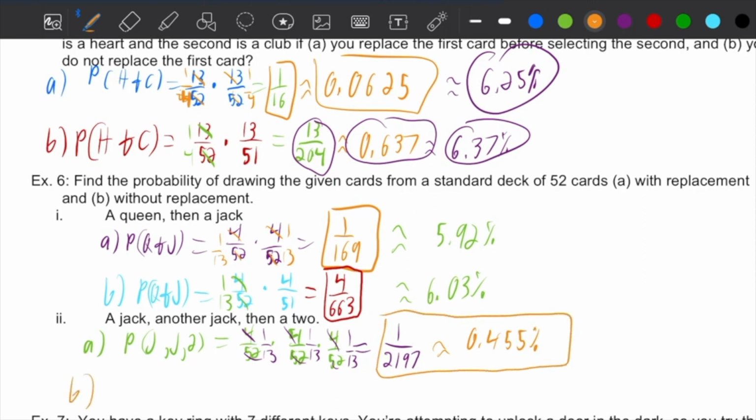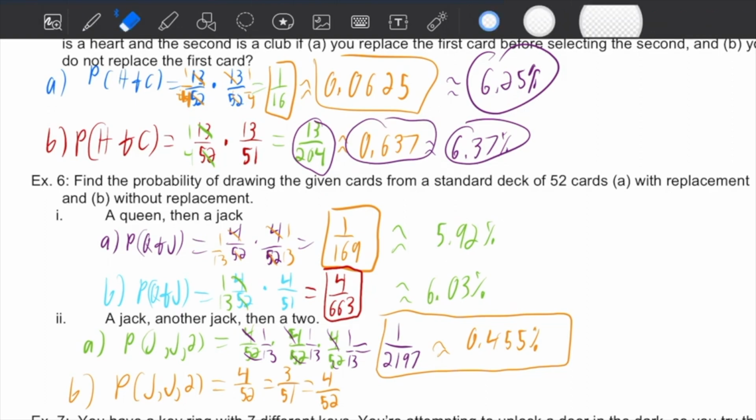Now, the probability that if you take the cards out, that you get a jack, another jack, and a 2. Well, the first jack, 4 out of 52, the second jack, there's only 3 more jacks in the deck, and there's 51 cards. And then the 2, there's still 4 2s, but there's only 50 cards in the deck now. Hope I put equals for those, but I meant to put times. Let me fix that real quick.